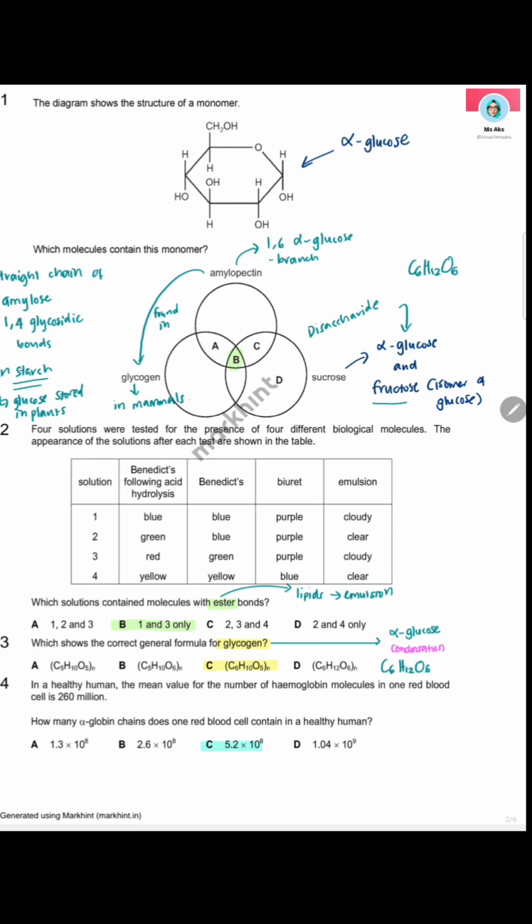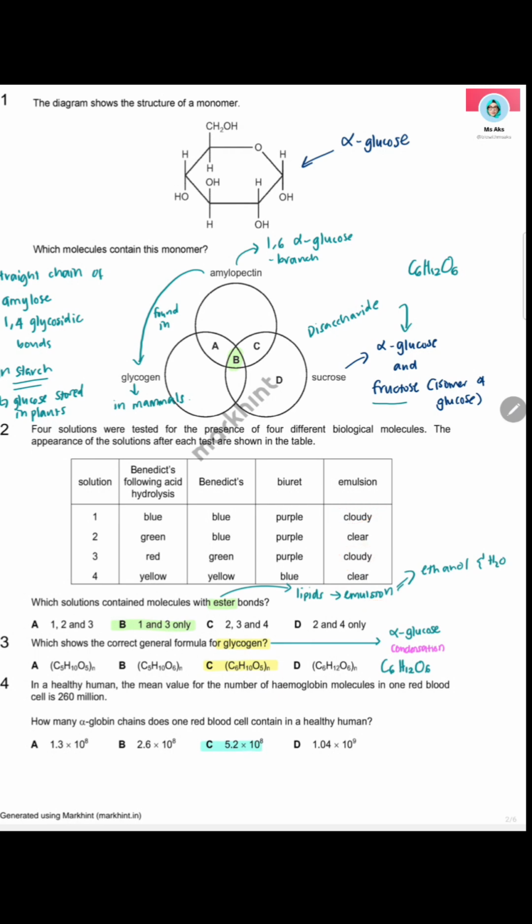All right. So the second question is basically asking us to find out which of the solutions contain the ester bond. So ester bond, that means the biological molecule in our syllabus that contains ester bonds is lipids. That means we need to know what is the positive test for lipids, which is the emulsion test, which is using ethanol. So just a bit of a revision there: you add a little bit of ethanol to the sample, and then you add a little bit of water. A positive result is when you can see some emulsion or cloudy observation.